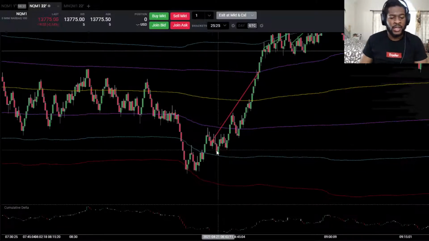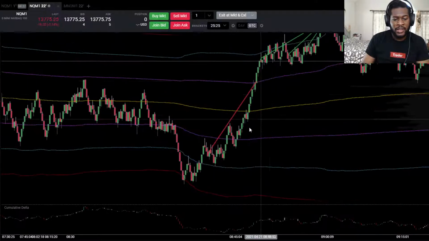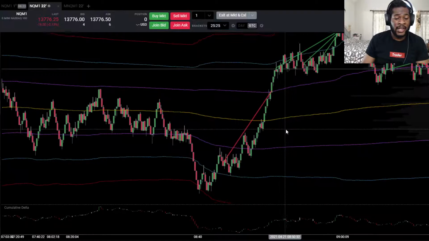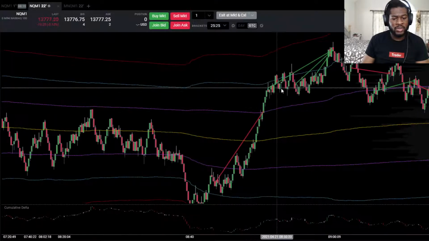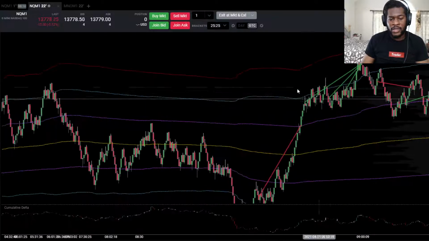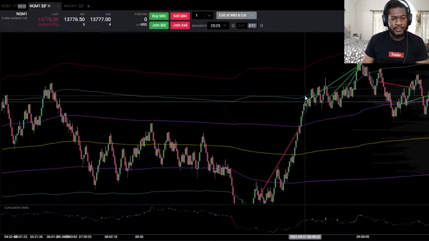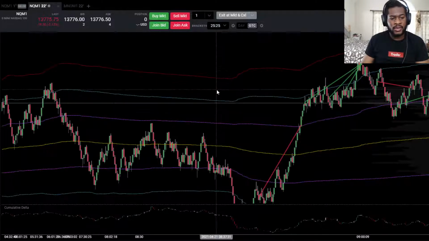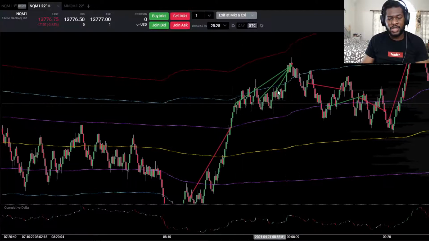I shorted and it pushed against me. At least I did not add on these other points that I could have added at. I didn't add. The market got very bullish, pushed up. I think this area here is where the market opened last night. So it's probably a good amount of resistance here, but it pushed up, pushed through.